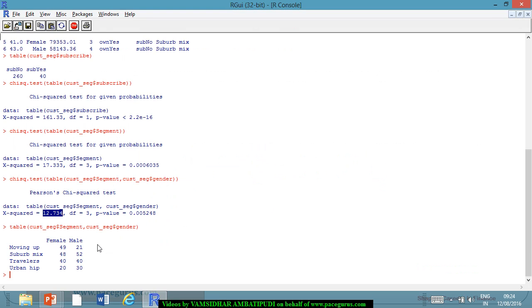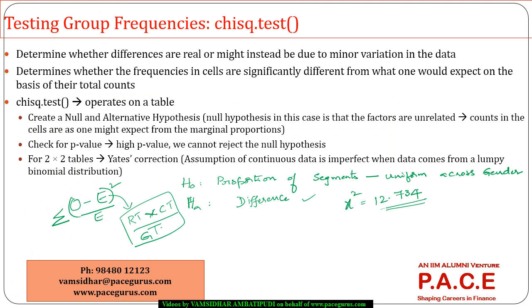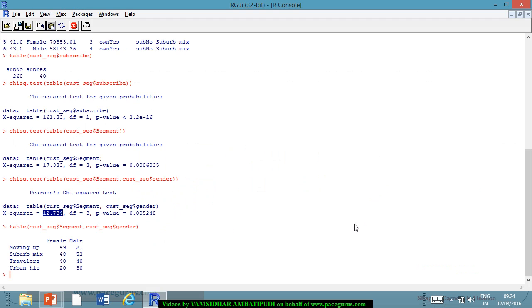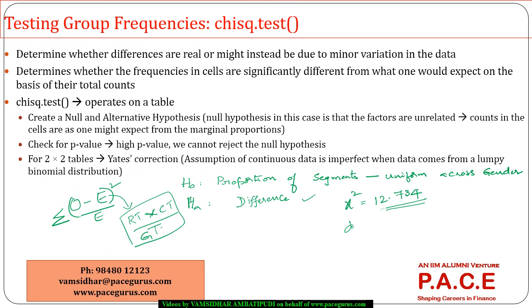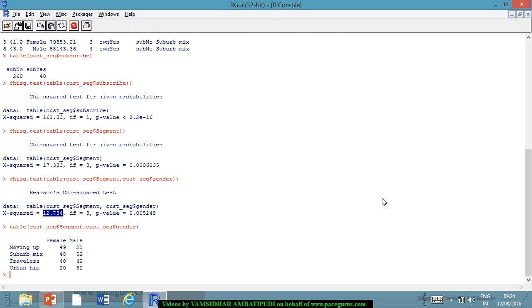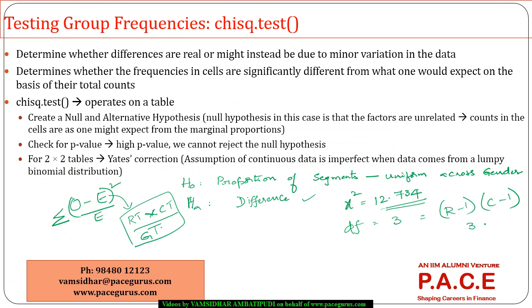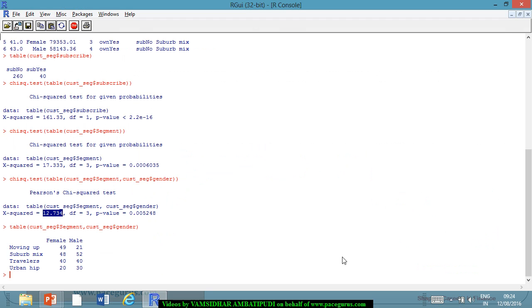So these are my row totals, I'll have my column totals, and this is the grand total. This is what gives us the expected values. Based on that, the chi-square is computed as 12.734. The degrees of freedom is 3, which is computed as (number of rows minus 1) times (number of columns minus 1). Here we had 4 rows of data, so 4 minus 1 is 3, and 2 columns of data, so 2 minus 1 is 1, giving me 3 as the degrees of freedom.